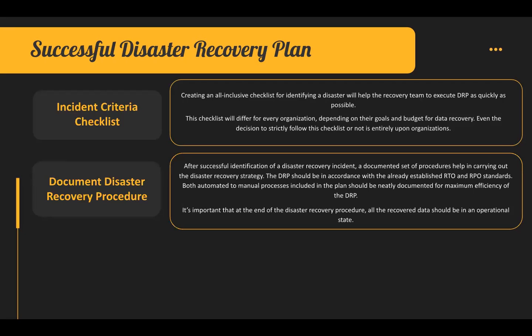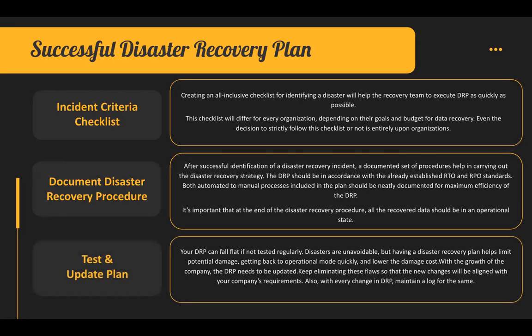Document the disaster recovery procedure. After successful identification of a disaster recovery incident, a documented set of procedures will help carry out the disaster recovery strategy, and it should be in accordance with the established RTO and RPO standards. It's important that at the end of the disaster recovery procedure, all recovered data should be in an operational state. That's making sure that you can get up and running as soon as possible.